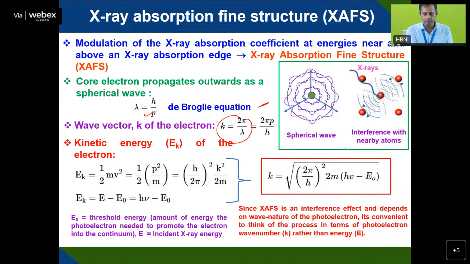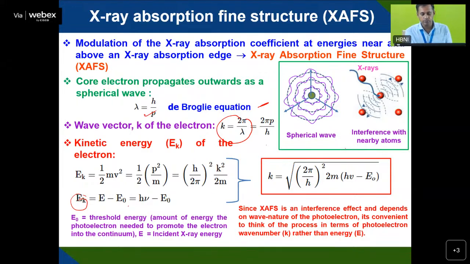So the kinetic energy of that particular X-ray will be Ek, which is half mv square, which equals 3h pi by 2 pi k square by 2m. And kinetic energy Ek equals E minus E0. E0 is the threshold energy, that amount of energy the photoelectron needs to promote the electron to the continuum, so that is the minimum energy required. If your incident beam is h nu, then the kinetic energy equals h nu minus E0.